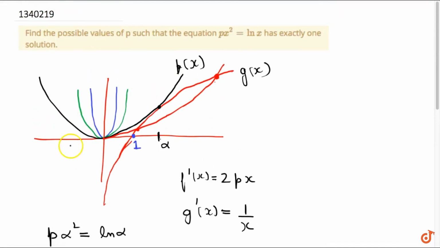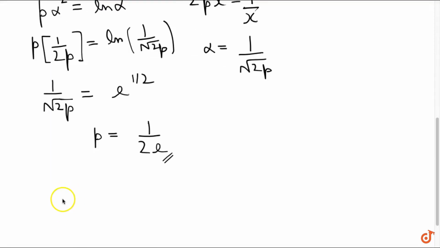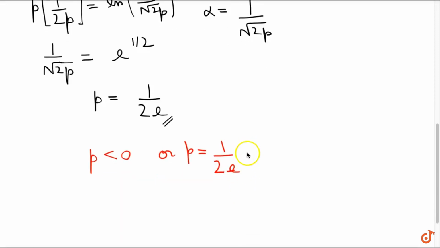But let's say if p was negative, then the curves will be like this, and since in that case px square will be a decreasing function and g x, ln x, is an increasing function, in that case the solution would only be 1. So we can say that either p is less than 0 or p is equal to 1 upon 2e for these two f x and g x to have only one solution.